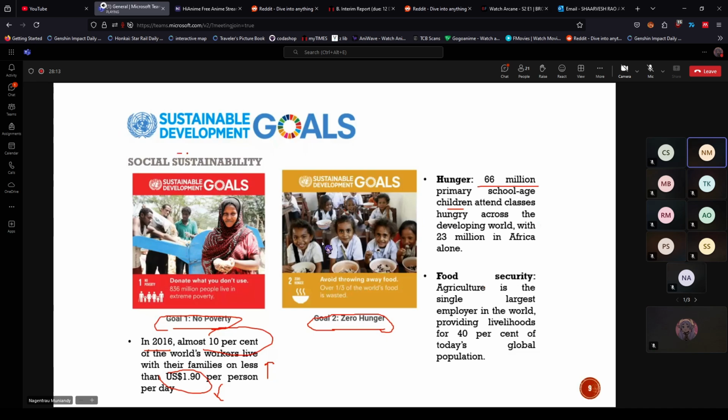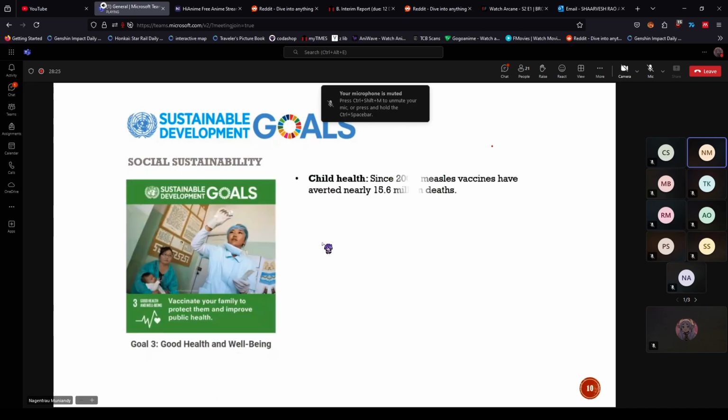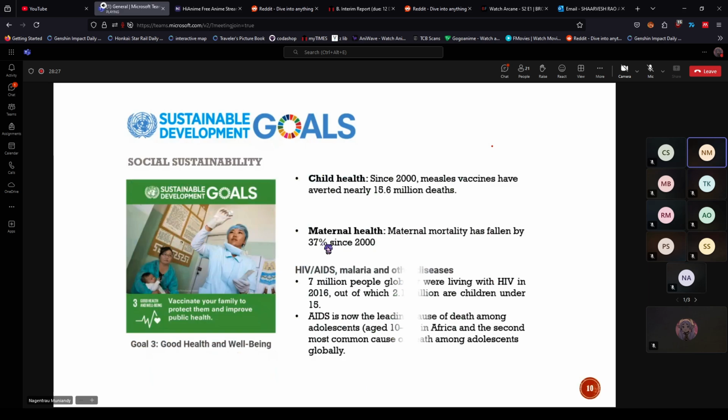When we talk about the SDGs, this is not really about only one country. Sometimes a country is doing well, but another country is not, so we can help each other. And talking about goal number three, good health and well-being.